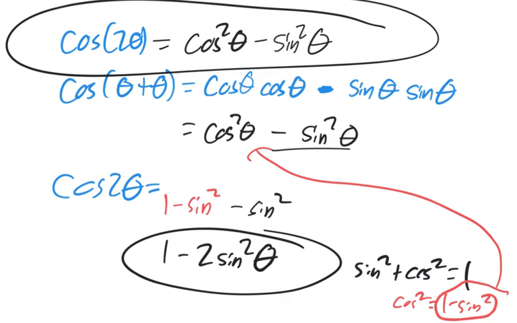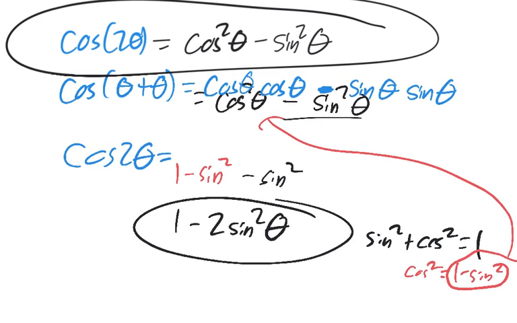This is still cosine of 2 theta. It could be cosine squared minus sine squared, or it could be this one. So like on the test, you get to choose which one works best for you. What about when it said to reduce it or something like that? Yeah, that's what we're doing.